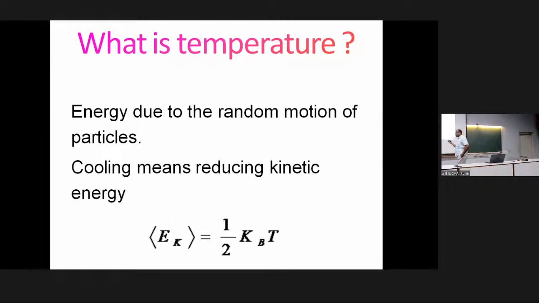What is the temperature here? It's an ensemble temperature. Here the temperature is related to the kinetic energy of the atoms. It's not the temperature of this room. It's the temperature of the ensemble of atoms, which is related to the kinetic energy of the atoms. The kinetic energy is Ek, and we know per degree of freedom it's half kBT. kB is the Boltzmann constant. So if you have 3 degrees of freedom, it's 3 by 2 kBT. So each atom has 3 by 2 kBT. If you have n atoms, it's n times 3 by 2 kBT. That's the temperature we are talking about here.